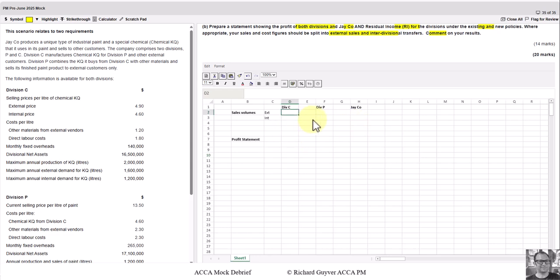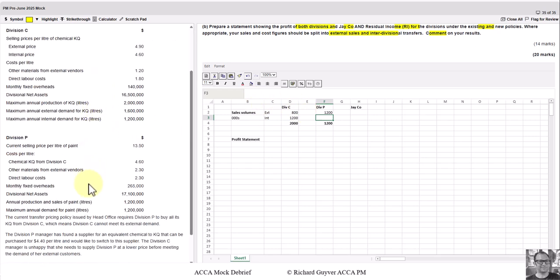So let's start with external and internal sales, and I'm going to do it in thousands. So Division C only can produce 2 million, and it's told it has to do 1.2 internally, which is 800 externally, maximum. And Division P does 1.2 million externally. Another reason to split external and internal, not so relevant here. Sometimes you have costs that are only incurred on external sales, like marketing and delivery. It's not the case here, but by having a separate external-internal column, then we can apply those costs only where relevant. When I copy and paste it and update this top bit, it sorts the rest out for me.